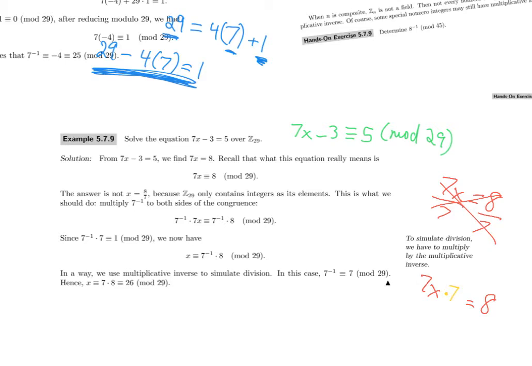So I'm going to write it as times 7 to the negative 1. We're not thinking of 7 to the negative 1 as a fraction. Remember, we're thinking of it as the integer in the mod 29 world, where when we multiply it by 7, we get 1.